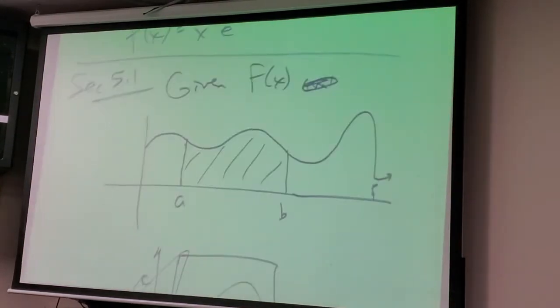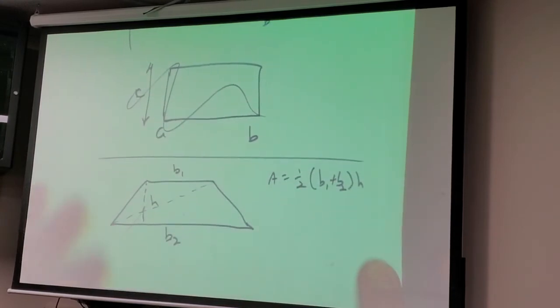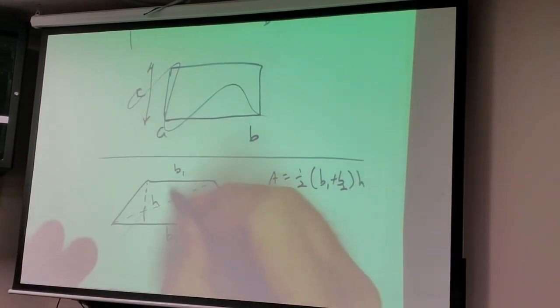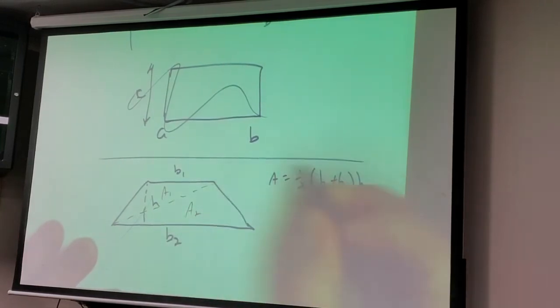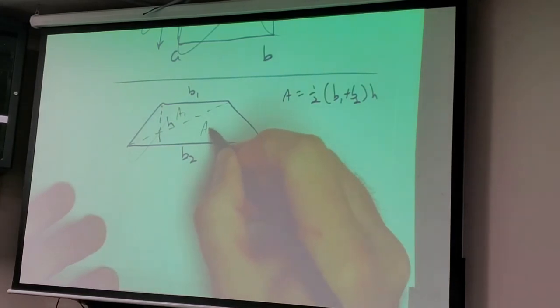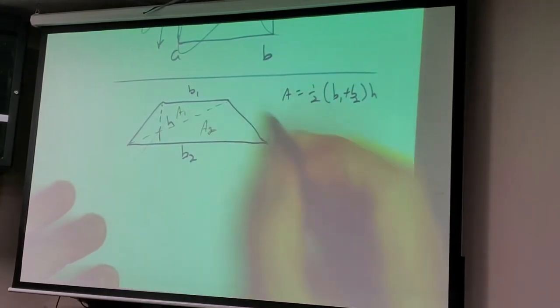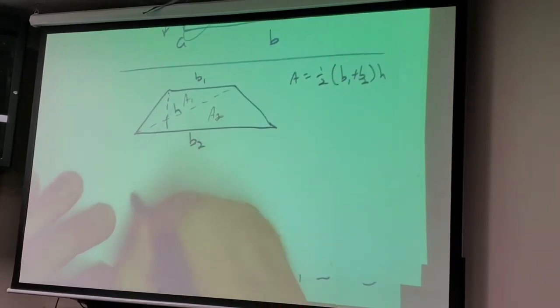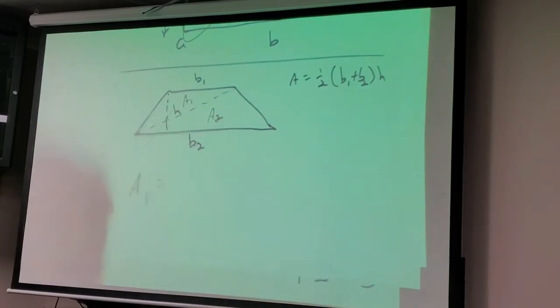Another way is to cut the area I'm given into parts, where each part I know the formula for. So let's call this area 1 and area 2. I'm not going to do enough trapezoids to get to area 51. I'm sorry. So area 1, what would the area of that be?